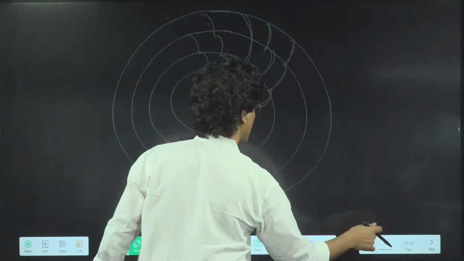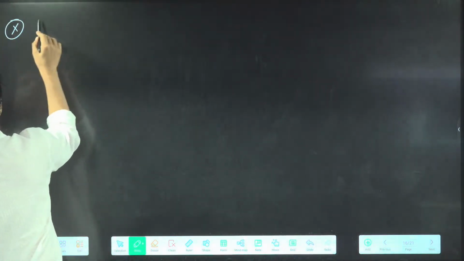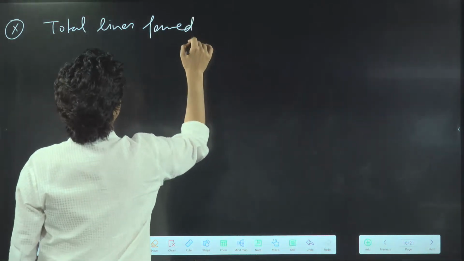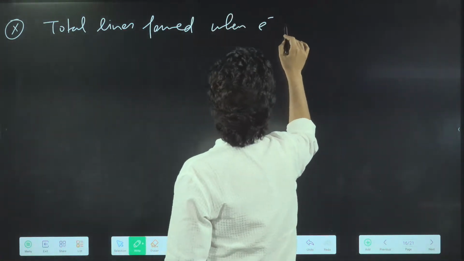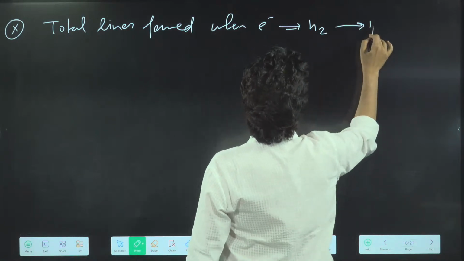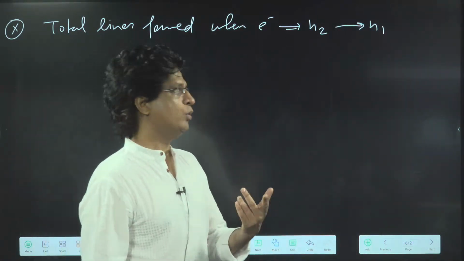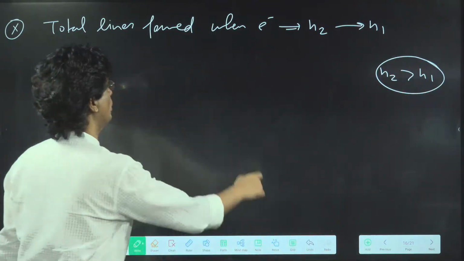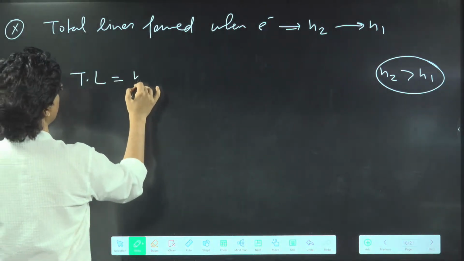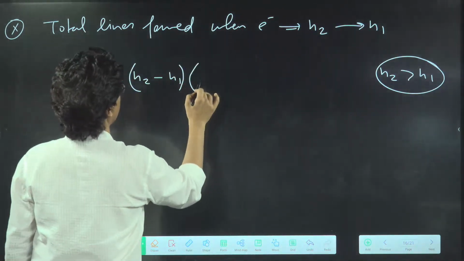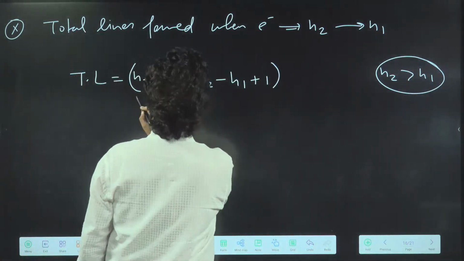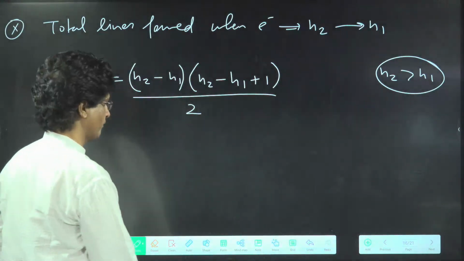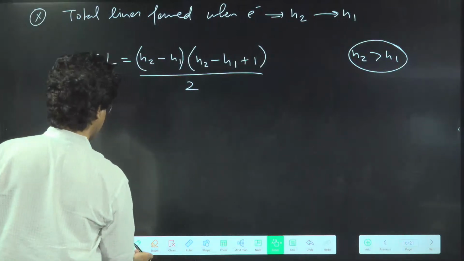So when the electron jumps, please write down the total lines formed when the electron jumps from N2 to N1. Obviously N2 will be more than N1. So over here, total lines will be equal to (N2 minus N1) into (N2 minus N1 plus 1), upon 2. Derivation is not important here. We'll do some questions on that to get mastery over it.